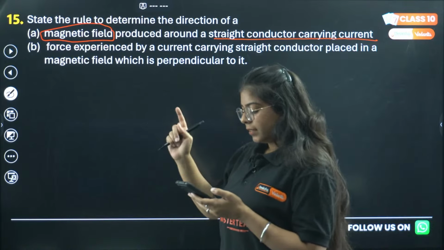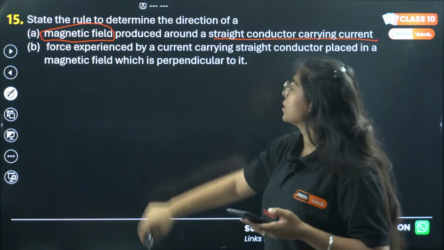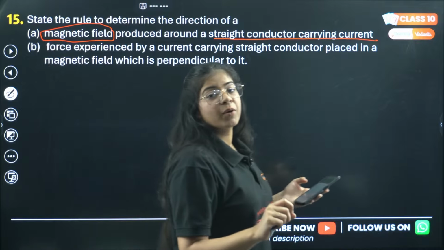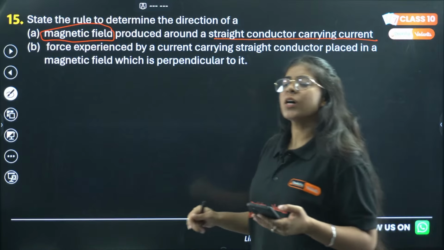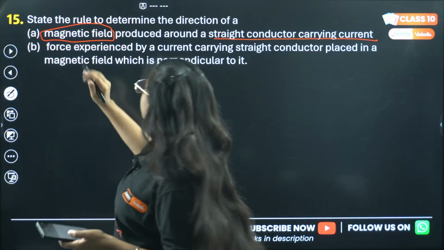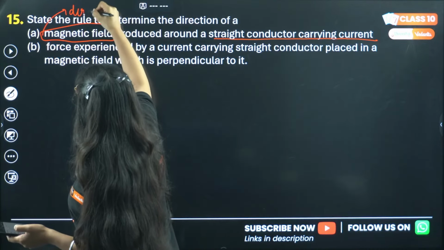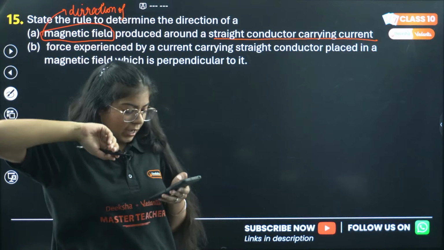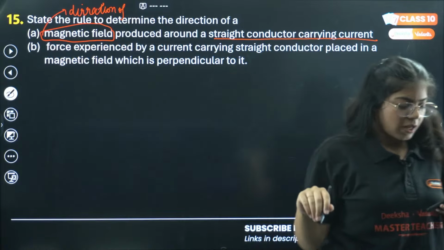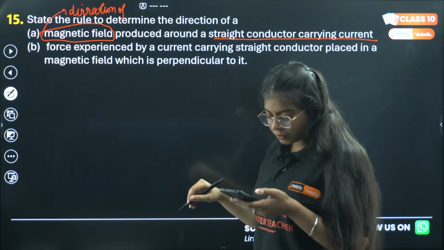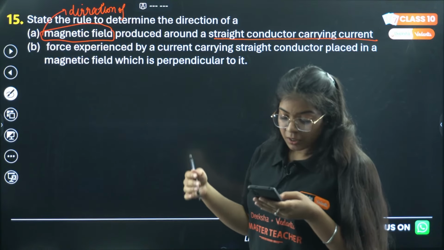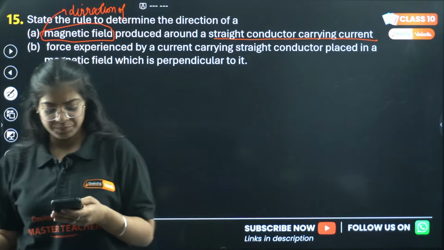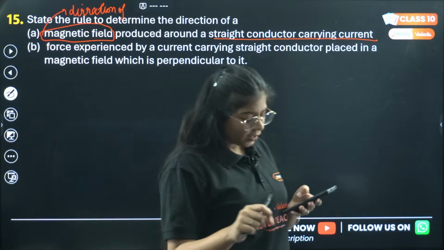Okay, let me know the answer for the first part first. Which hand rule will we use to find out the direction of the magnetic field produced due to a straight current carrying conductor? Anyone who knows the answer? It's either right hand thumb rule or left hand rule, right? A, right hand thumb rule. Okay, Rohit is saying right hand thumb rule.